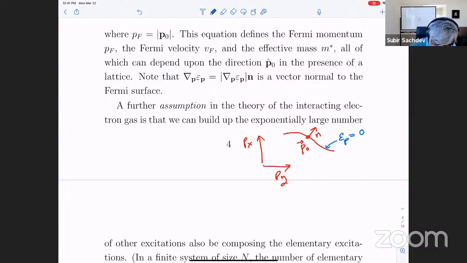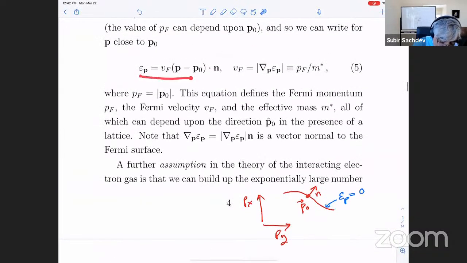And this means that if I expand E(P) from this point P0, E(P) only depends upon this coordinate normal to the surface. And that's this statement right here: E(P) is (P minus P0) dotted into n, times a coefficient, which we call the Fermi velocity, the absolute value of the gradient of E(P). And if you say the modulus of P0 is PF, then the effective mass is defined by this equation. Okay, so given E(P), at every point P0, I can read off a value of PF, a value of VF, and M star.